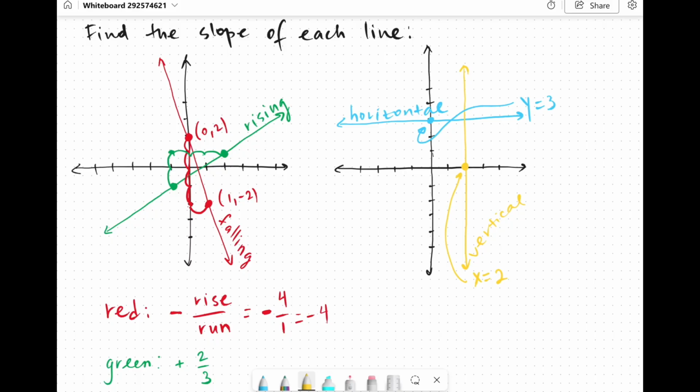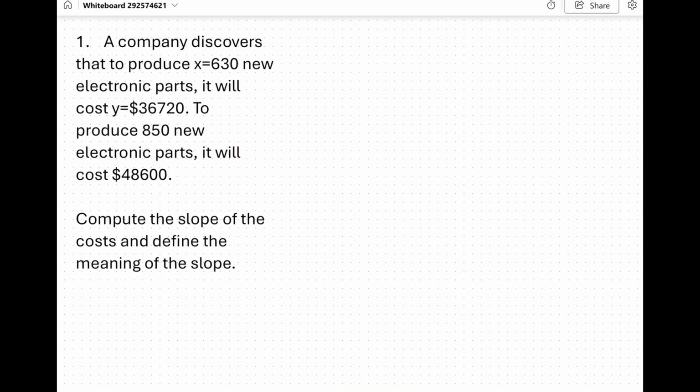Anytime you have a horizontal line, so for the blue, the slope is always 0, m equals 0. Remember, m is the slope. And then for the yellow line, that's the vertical line, m is undefined. Oftentimes, you will be given a word problem, and you will be asked to compute the slope and determine the meaning of the slope within the context of the given situation.